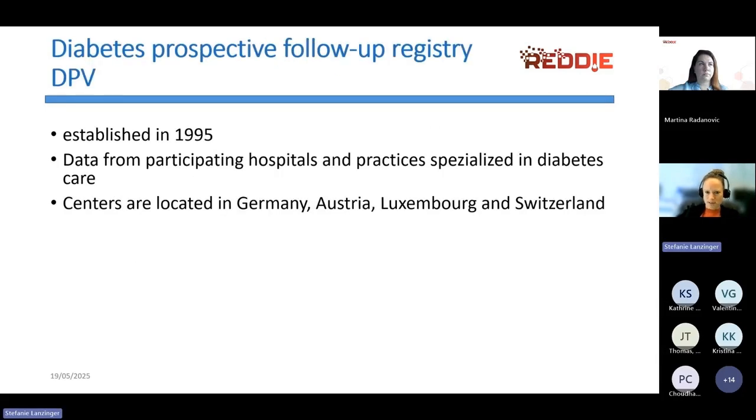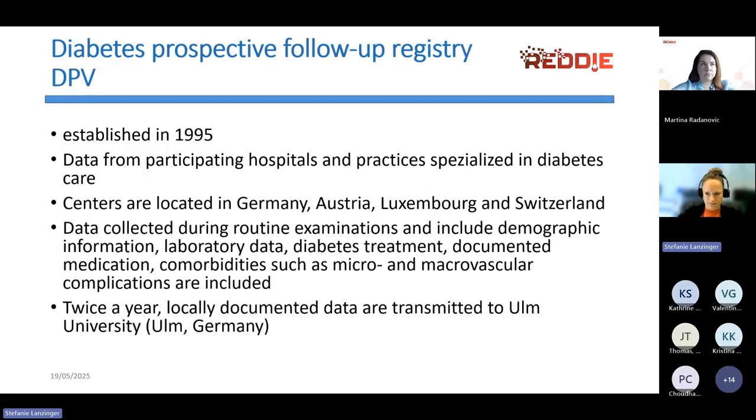The Diabetes Prospective Follow-up Registry was established in 1995, had an initial focus on children and adolescents, and later in 2000 was extended to adults. So data from hospitals and practices specialized in diabetes are involved in the DPV registries, and centers are located predominantly in Germany and Austria. And there's also 1 center from Luxembourg and 5 centers from Switzerland.